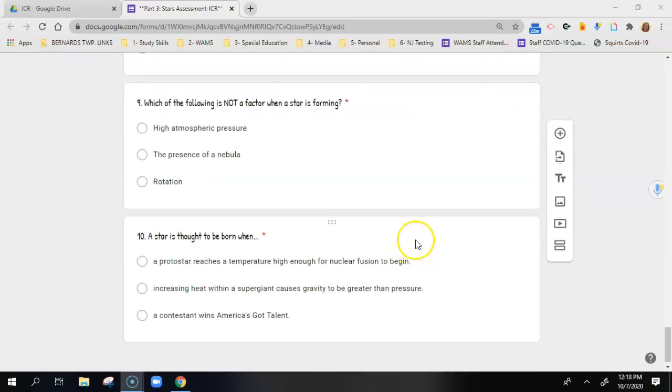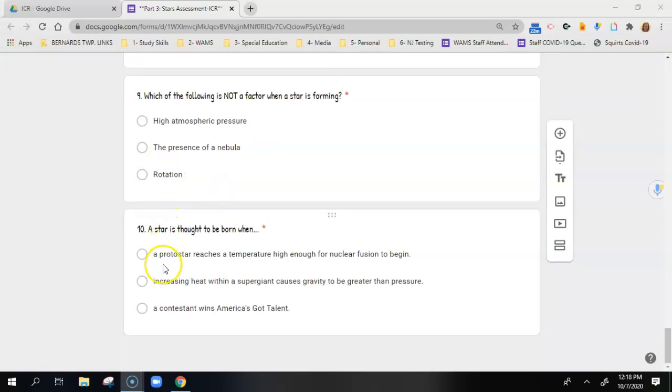Question 9. Which of the following is not a factor when a star is forming? A, high atmospheric pressure. B, the presence of a nebula. Or C, rotation. Question 10. A star is thought to be born when A, a protostar reaches a temperature high enough for nuclear fusion to begin. B, increasing heat within a supergiant causes gravity to be greater than pressure. Or C, a contestant wins America's Got Talent.